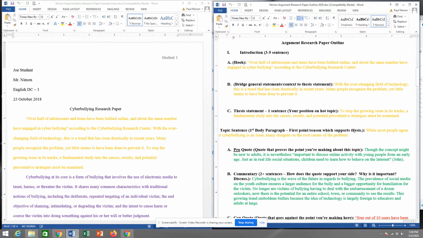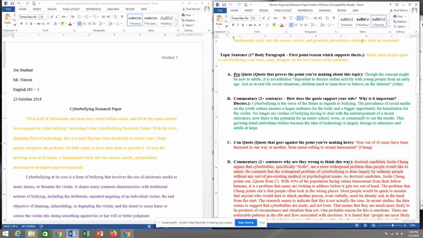And then importantly, in an argument, you need to have a call to action. What needs to be done? These things must be examined. Why? To stop the growing issue. And so this turns it from just a regular research paper into an argument research paper.